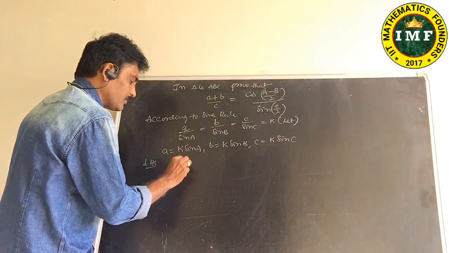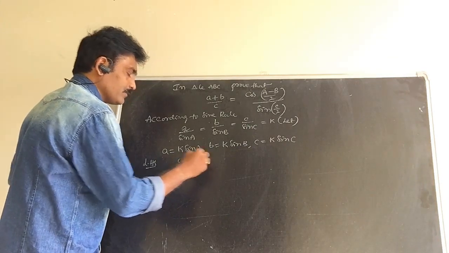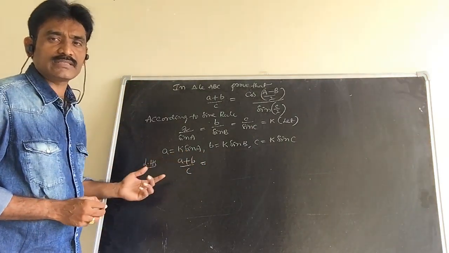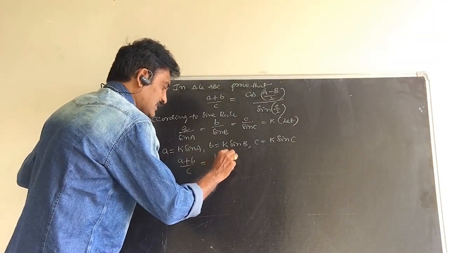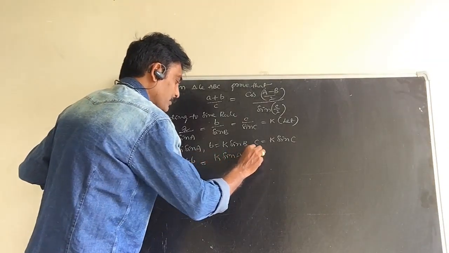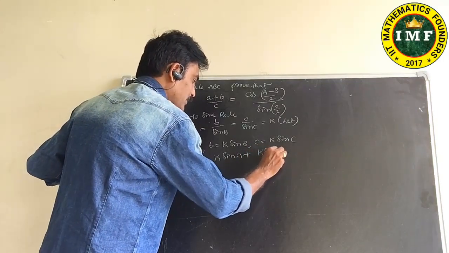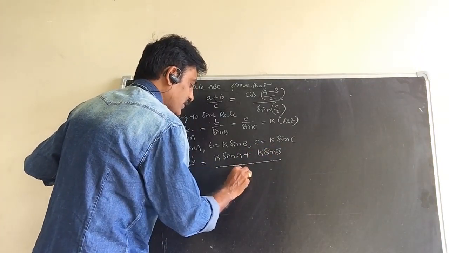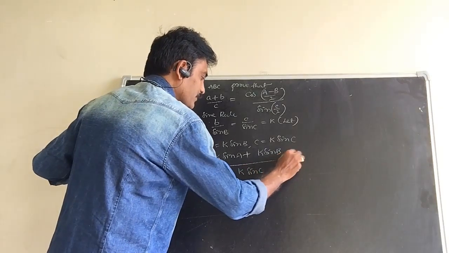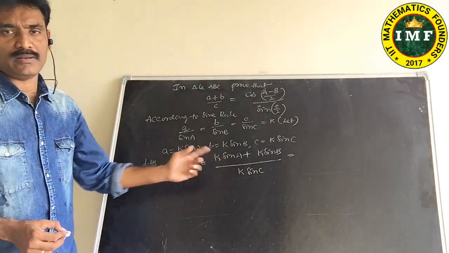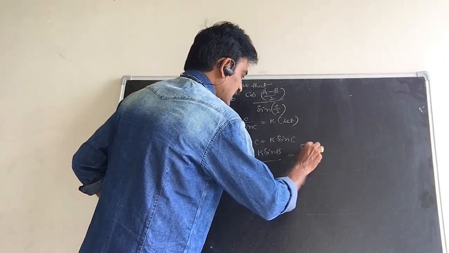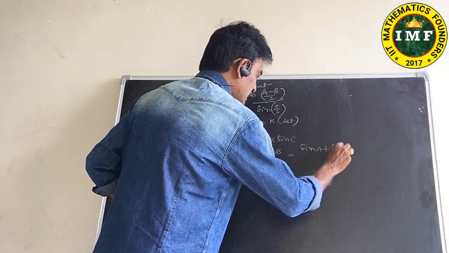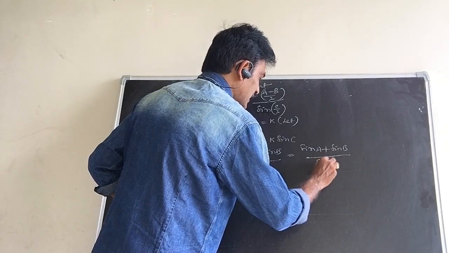Now I am taking its LHS part. It is (a plus b) by c. Now substitute the a, b, c values here. What we can get? a value is k sin a plus b value k sin b, by c value k sin c. By taking k common, k and k get cancelled. We can get (sin a plus sin b) by sin c.